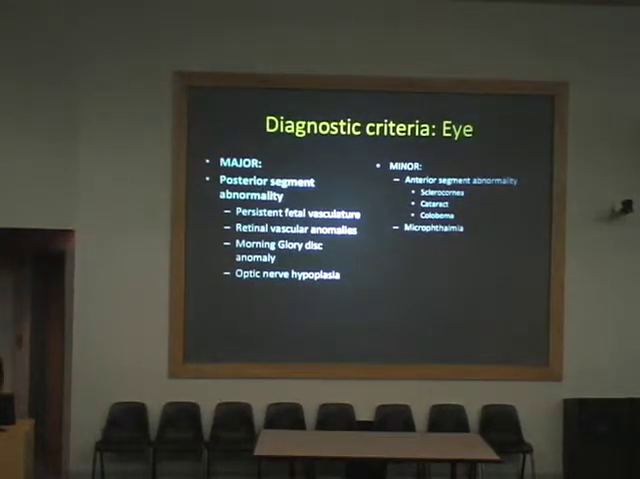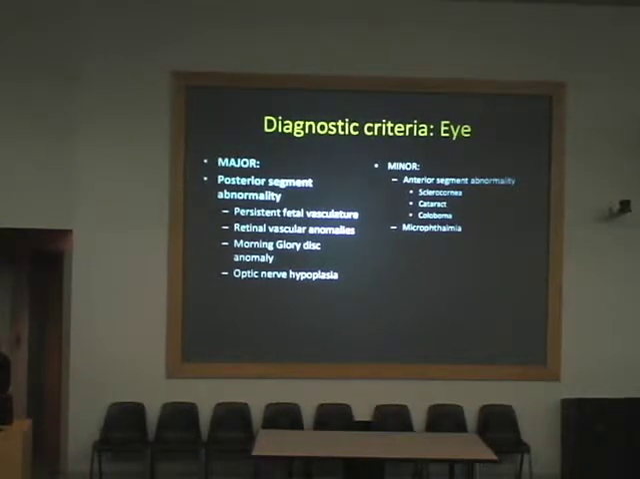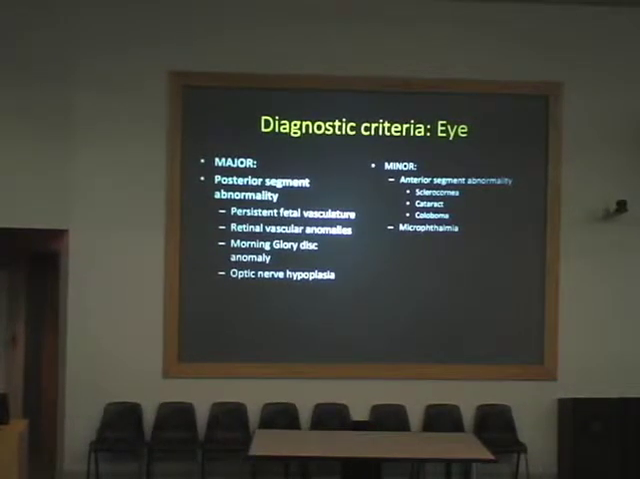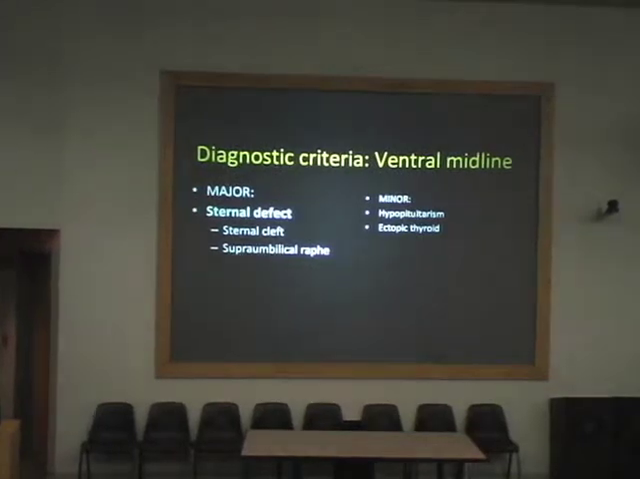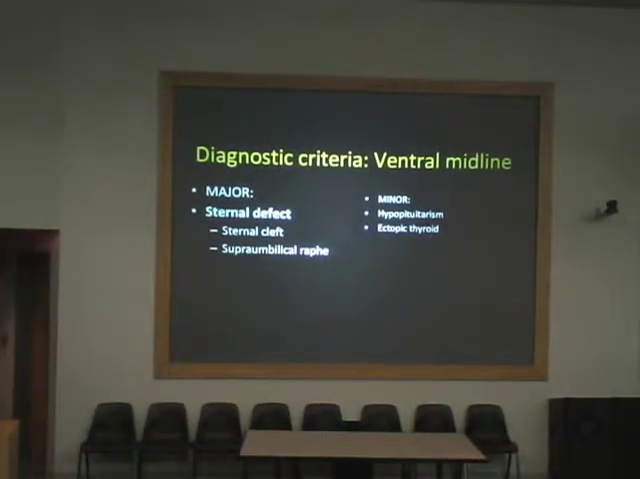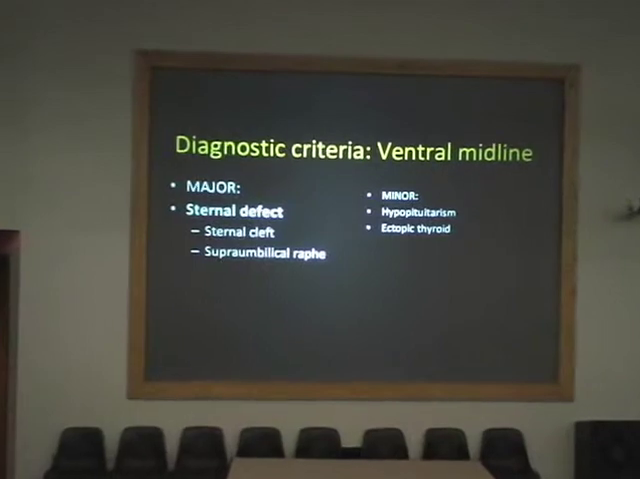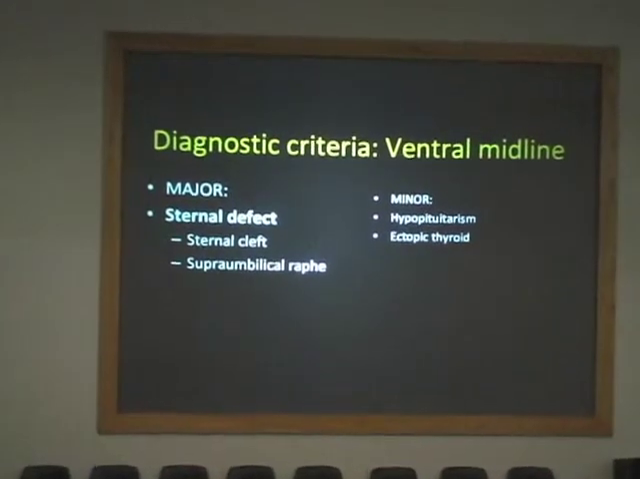The major criteria for the eye are the things that happen in the back of the eye: persistent fetal vessels, retinal vascular anomalies, and problems with the optic nerve. The minor anomalies are things that happen in the front of the eye, like cataracts or a small eye, microphthalmia. And finally, the ventral midline defects, the sternal cleft and the supraumbilical raphe, are major, whereas if the thyroid is not quite in the right place, that would be considered a minor criterion.